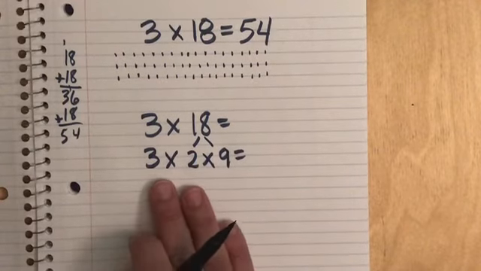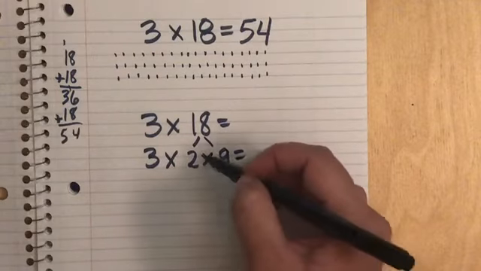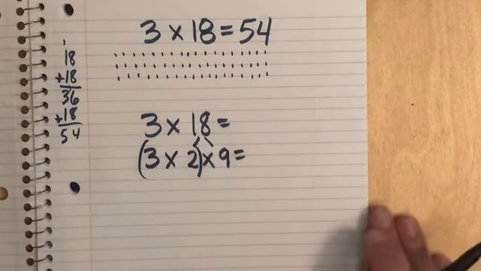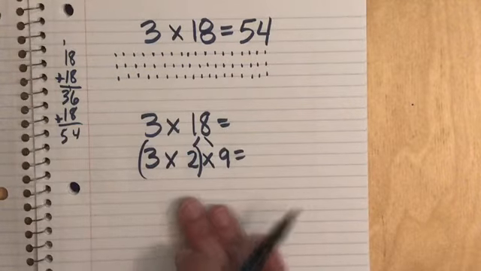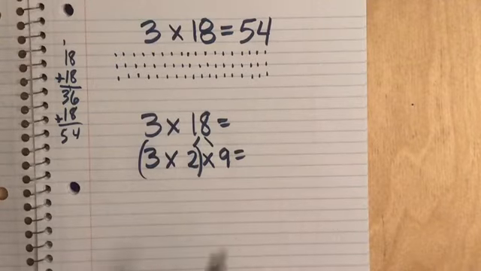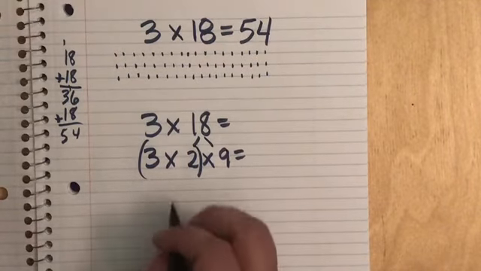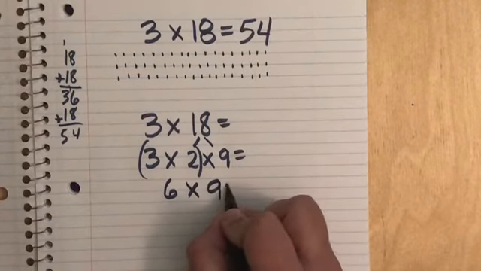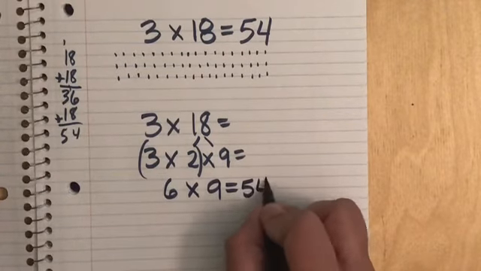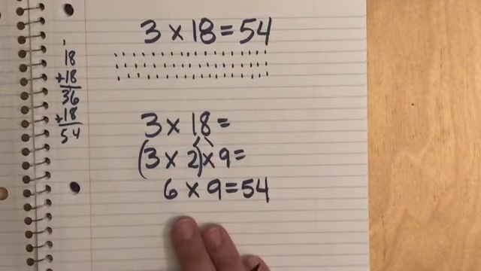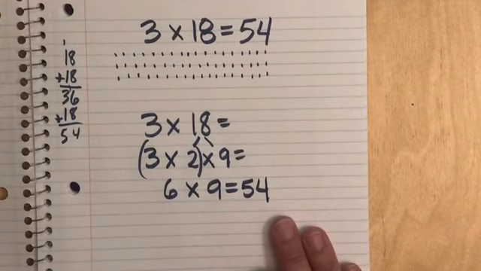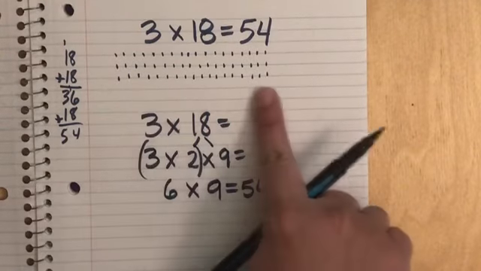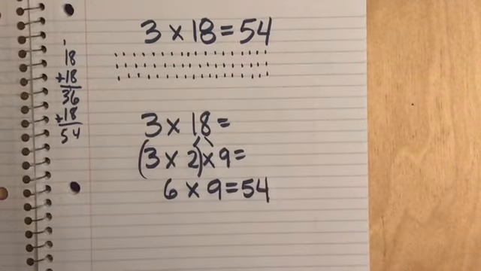So now let's put our parentheses in around our 3 and our 2. Go ahead and solve this. Press pause and press play when you're done. All right, you should have gotten 6 times 9 equals 54. All right, so go ahead and find your 6 groups of 9 or your 9 groups of 6 in your array here. Press pause and press play when you're done.